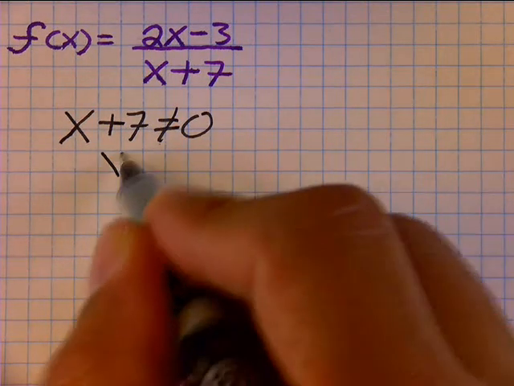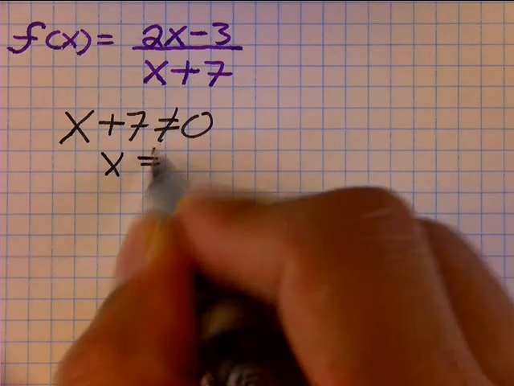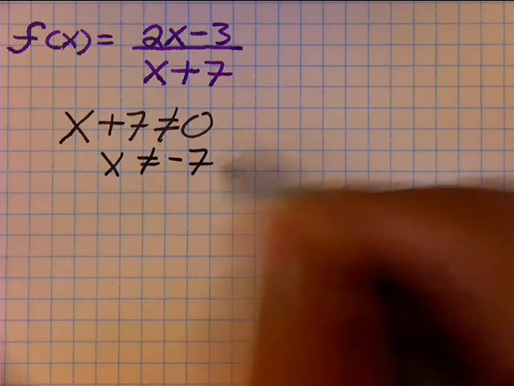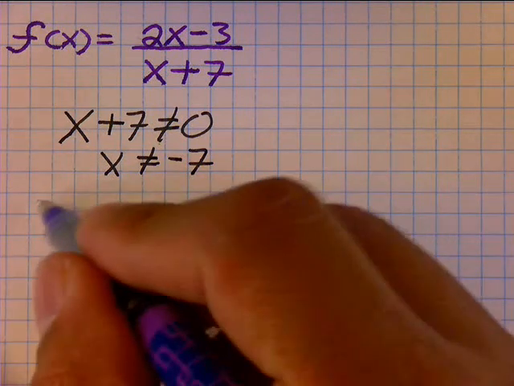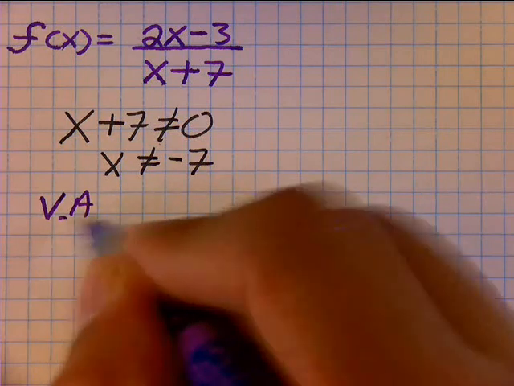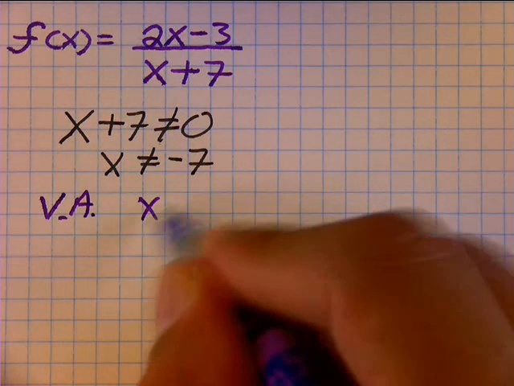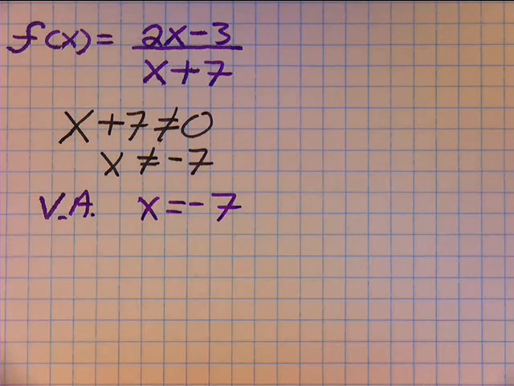This allows us to find out where the vertical asymptote is. By subtracting 7 from both sides, we're able to determine that our domain is all real numbers but -7. Why not -7? Because -7 is a vertical asymptote at x equals -7. If I was to graph this, you would be able to see that the graph never actually crosses the x value at -7.